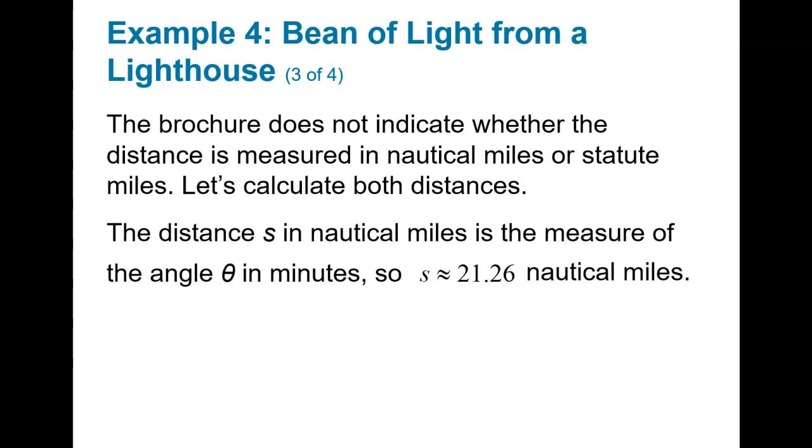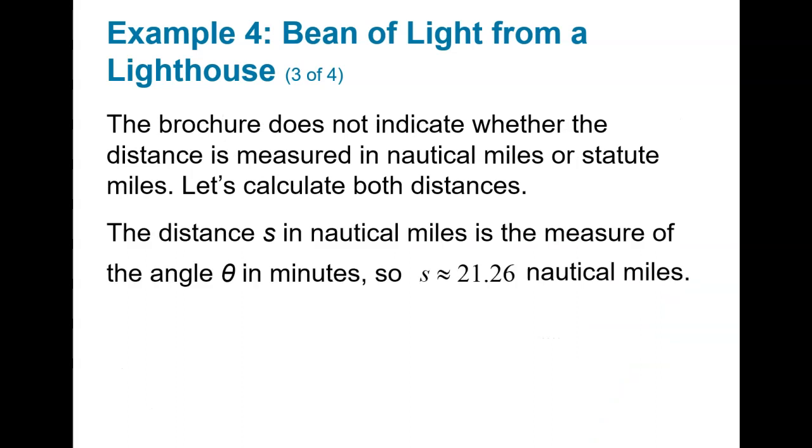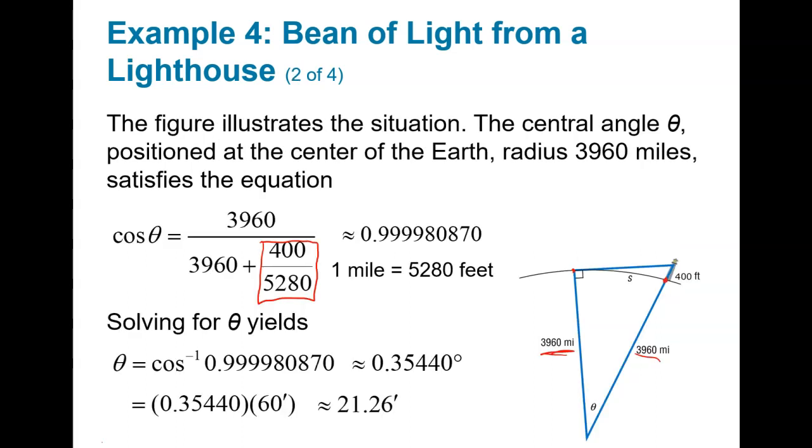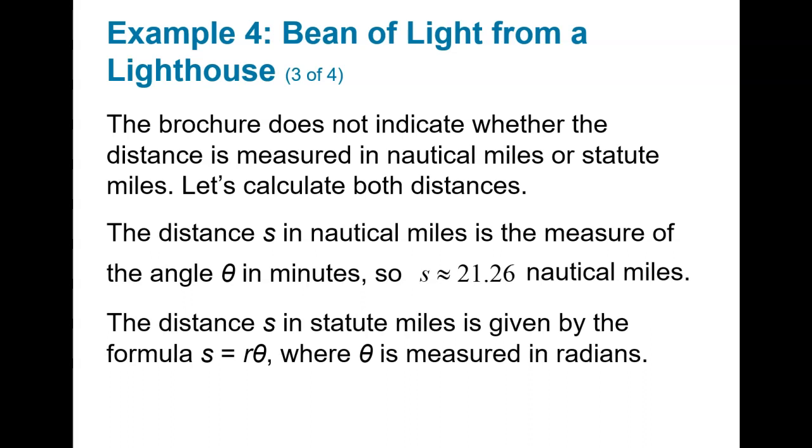So the 21.26 minutes is how many nautical miles that distance is. So S, this distance that I was mentioning that we're solving for, that's the distance along the Earth. If we use the angle in minutes, it is 21.26 nautical miles. Now the other way we could do it is arc length.